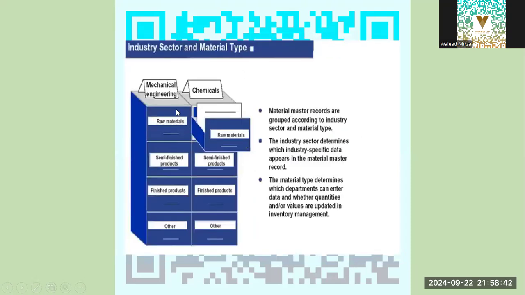Industry sector, basically, can be all like spare parts, automotive, motorcycle engineering, washing machine. These are industries, okay? And in those industries, there will be materials that will be needed, like raw materials, semi-finished goods, finished goods, okay? And these are basically material types. These are material types, and these are the industries.